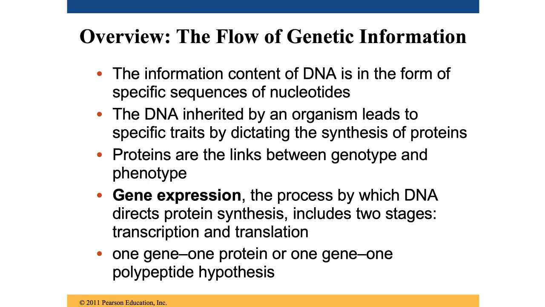We know that DNA is inherited by organisms, right? It's passed down from the parent organism. And those specific traits that the DNA is encoded dictate the synthesis of proteins. Proteins are the links between genotype, what is encoded in the gene, and the phenotype, what we see. And we know that proteins have an abundance of jobs within our cells. If you need to look back at chapter 5 and see some of those jobs for proteins, look back now.